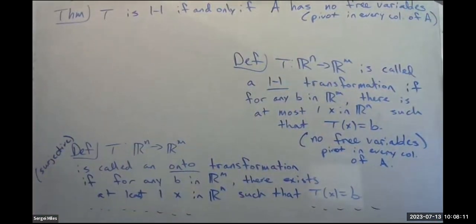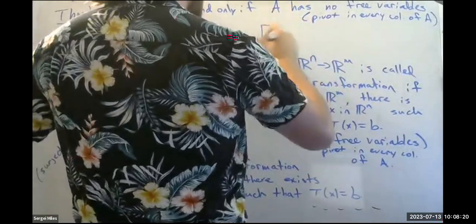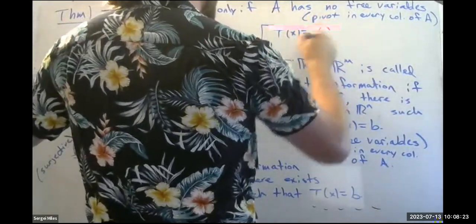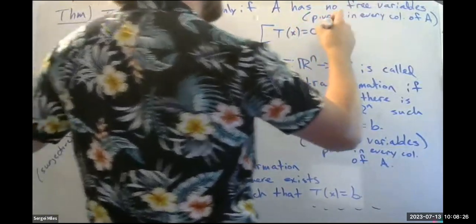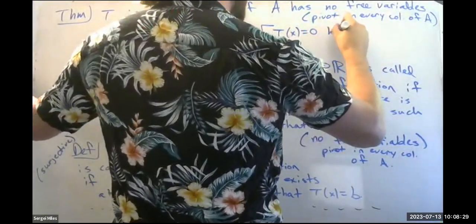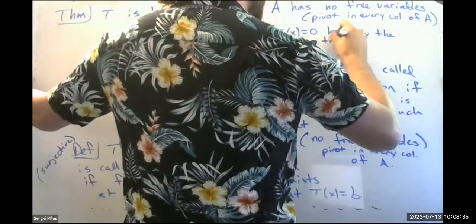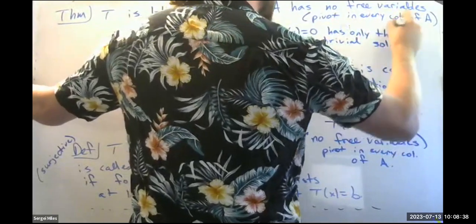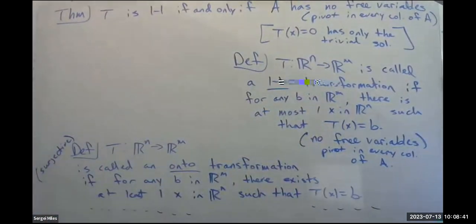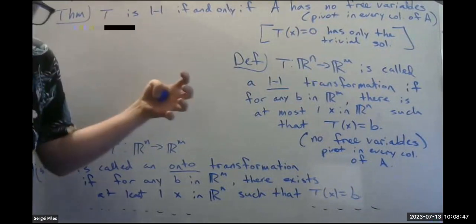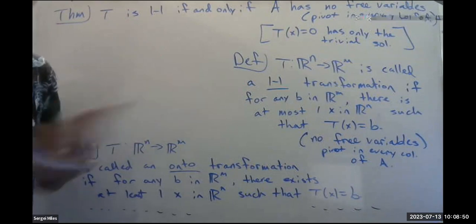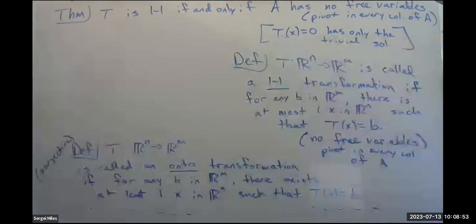But remember, when we were talking about homogeneous systems, the fact that there are no free variables is the same thing as saying T of x equals 0 has only the trivial solution. So as we're wrapping up chapter 1, all these vocabulary terms that we've talked about in different sections are going to start coming together. We're going to start relating them to one another, and these properties are going to have special relationships together.